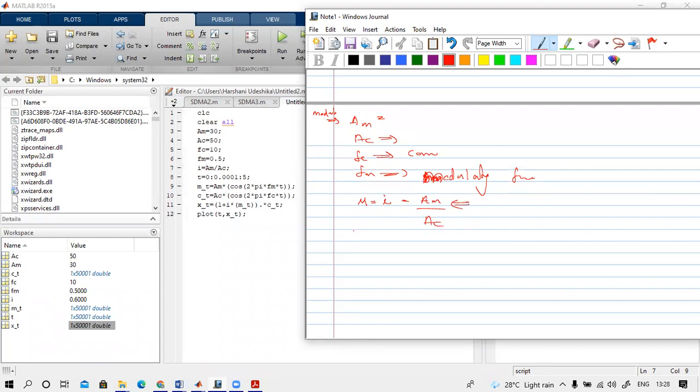So I get some t values, because I am going to draw this waveform with respect to time. I take the time values from 0 to 5 with a 0.001 step. So I will get 0.001, 0.002, likewise up to 5.